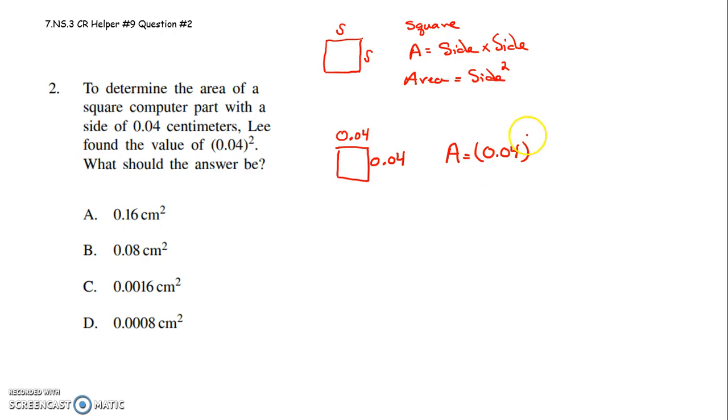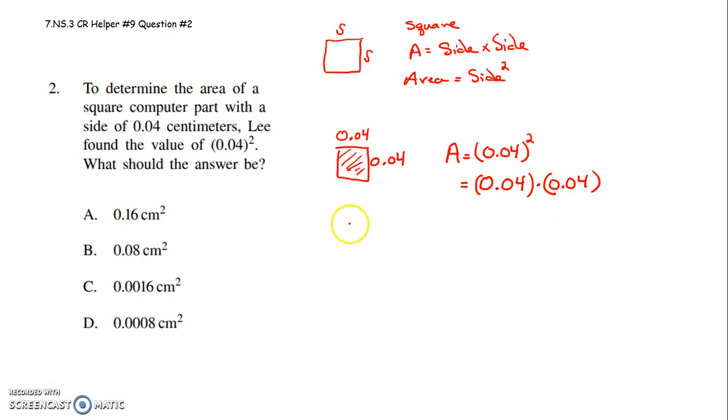0.04 squared. And what does it mean to square something? It means to take that number and multiply it by itself. That's what it means to square something. If you're going to find the area, that's how you do it, side times side. If they didn't match, we usually say length times width. They match, we say side times side.